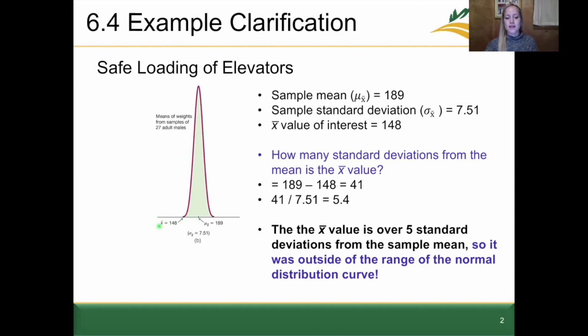Because this x bar value was so many standard deviations from the mean, it's going to fall out of range of the distribution itself. Okay, so I wanted to point that out in case you're wondering why this x bar value is not even within the distribution itself. So this is the reason.